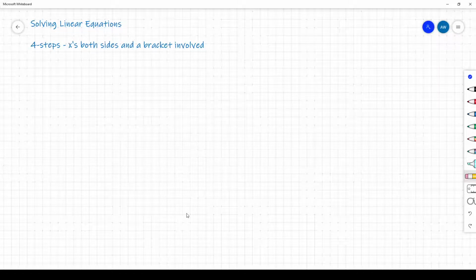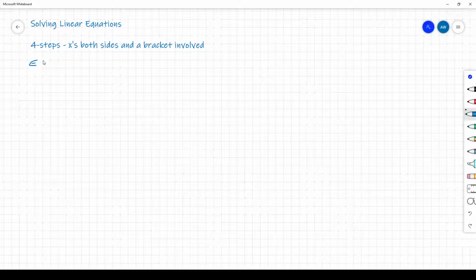Okay, this is the next video in the Solving Linear Equations series, and we are looking at equations with x's on both sides and a bracket involved, and that means we need 4 steps in order to solve it. Okay, so let's have a look at some examples.